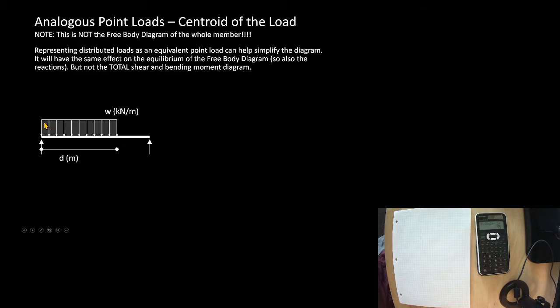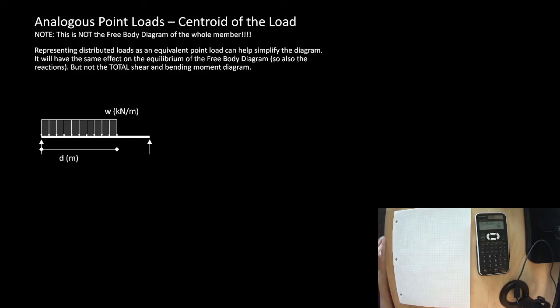If this gray zone is representing our uniformly distributed load, this one isn't along the full length. Where's the centroid of this? Yeah, you know that it's at the middle of D. Not the middle of the beam, but at the middle of D. And you know that if you were going to represent this as a single load, you would say, okay, that is D times W.